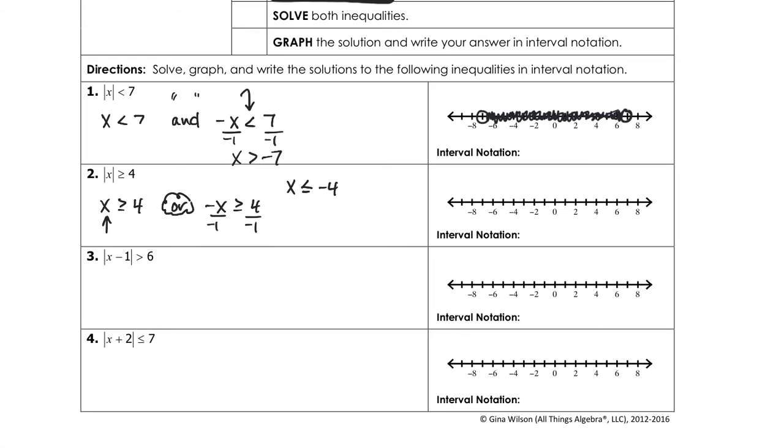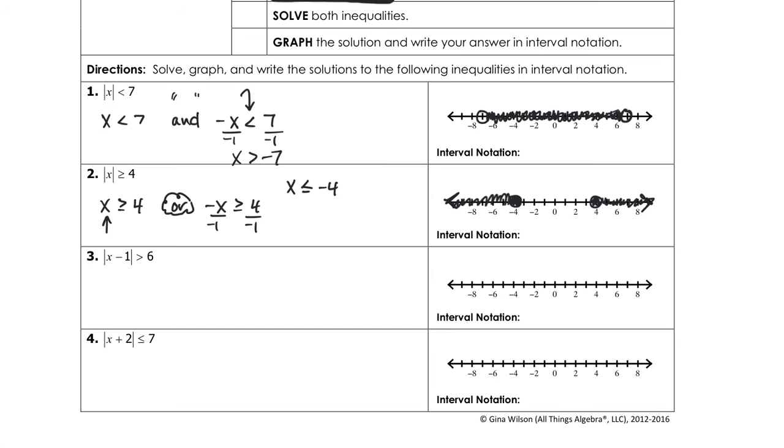Now, because it's equal to, we're going to put a solid circle at the -4, a solid circle at the 4, and because it's the disjunction, we shade to the left, and then we shade to the right, and then we're done, okay? That's it. That's all it is.